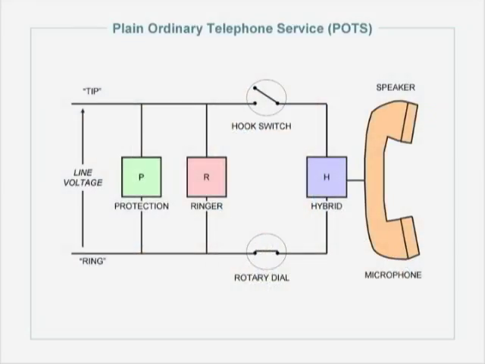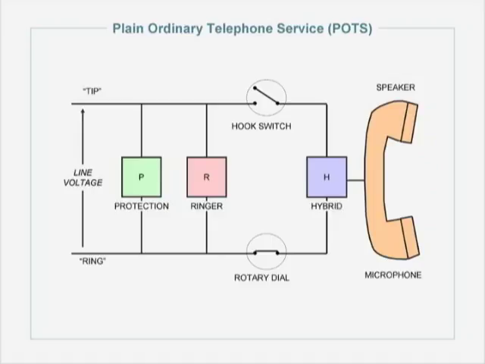Other things in this block diagram, it shows the hook switch, which we've already discussed. This is a little interrupter kind of switch, and it's connected to the hook. When you pick up the handset, that switch closes, connecting the two wires together.